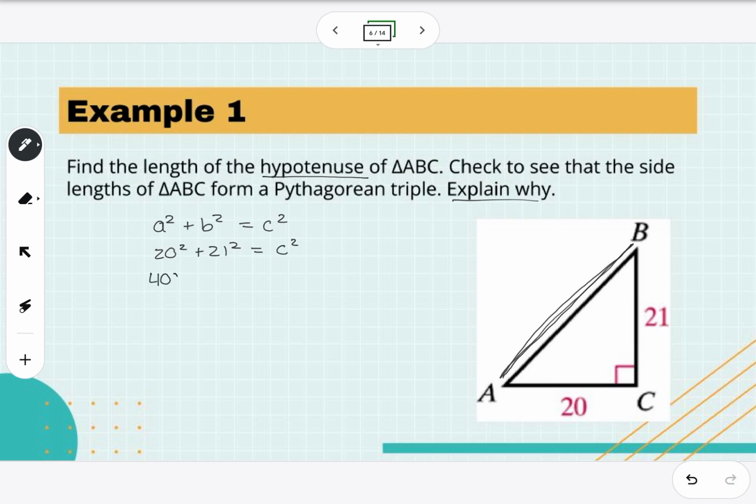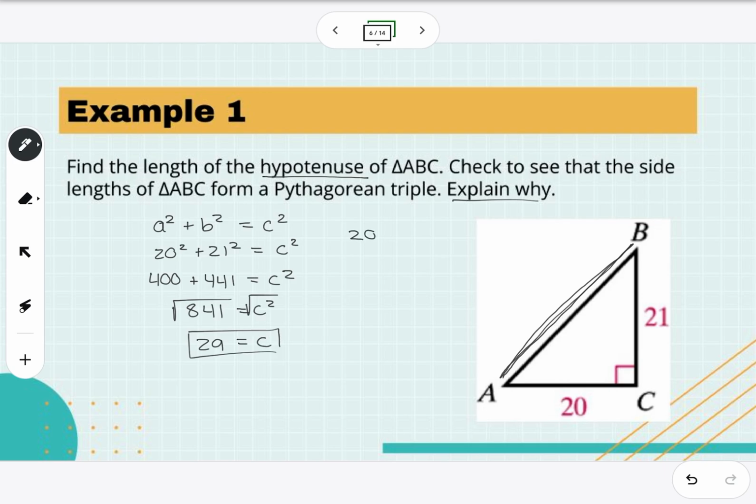Use your calculator here, but 20 squared is 400. 21 squared, we're going to get 441. That's going to equal C squared. Over here, add these up. 841 equals C squared, and then I want to figure out what just C is. So the square root of 841 would give me 29. So C is going to equal 29, and that does work out to a nice whole number, a nice integer.